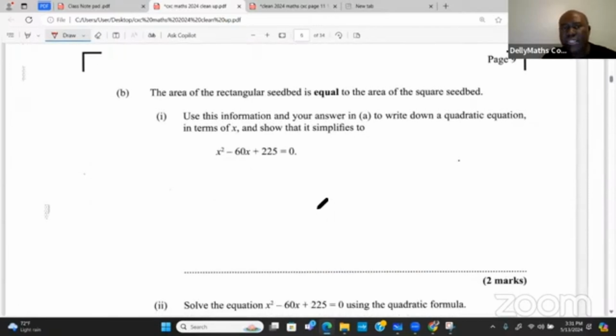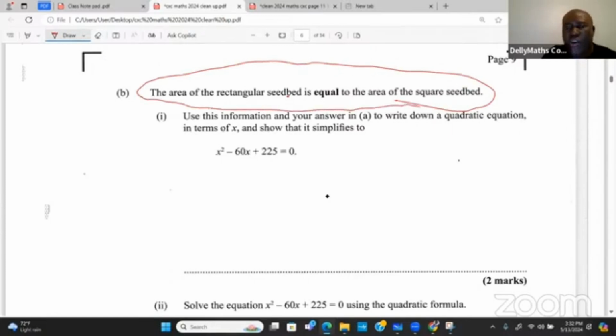The area of the rectangle seabed is equal to the area of the square. So the area of that is equal to the area of that. It says use this information to write a quadratic equation in terms of x to show this.